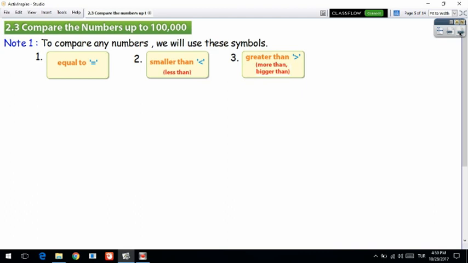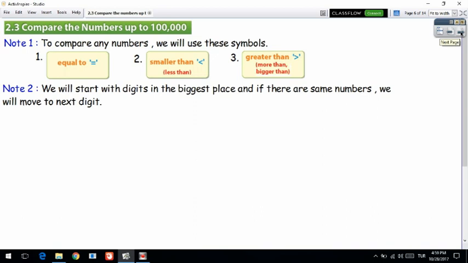Our section is 2.3. Compare the numbers up to 100,000. We have two notes to understand this topic well. The first note is to compare any numbers, we will use these symbols. First, equal, meaning equals or equal to. Second, smaller than or less than. Next one, greater than, more than, and bigger than have the same meaning. After that we use these symbols to compare the numbers.